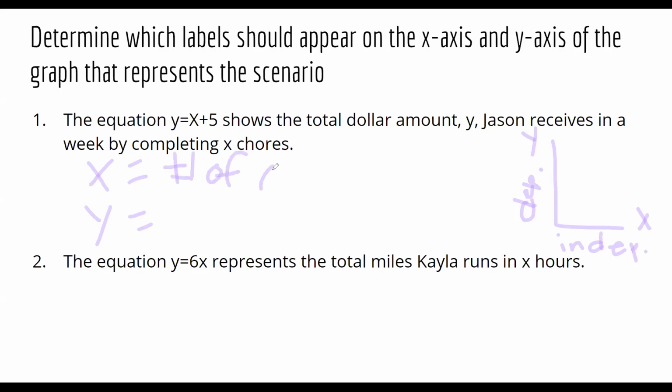And then my y, the other situation that I have in this, and it actually tells you what y is right here. It says the total dollar amount y is what he receives when he completes those chores. So y is going to be the total earned.